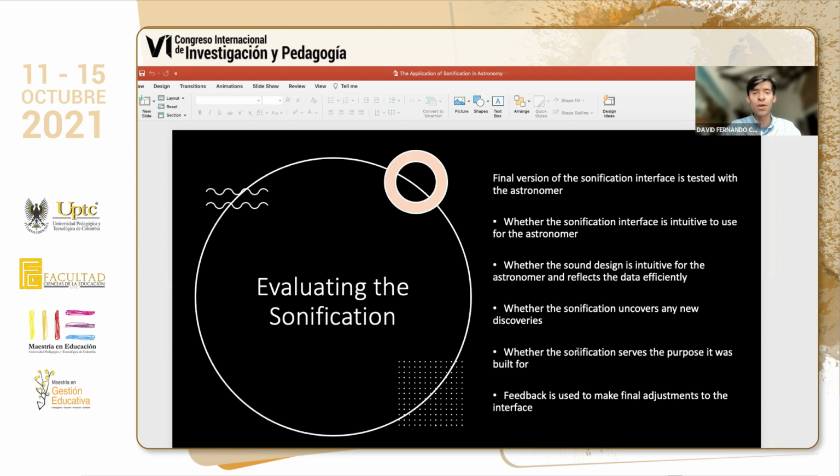So this is water vapor and noise from the atmosphere of an exoplanet. I'm sorry, that was the asteroid at the end.